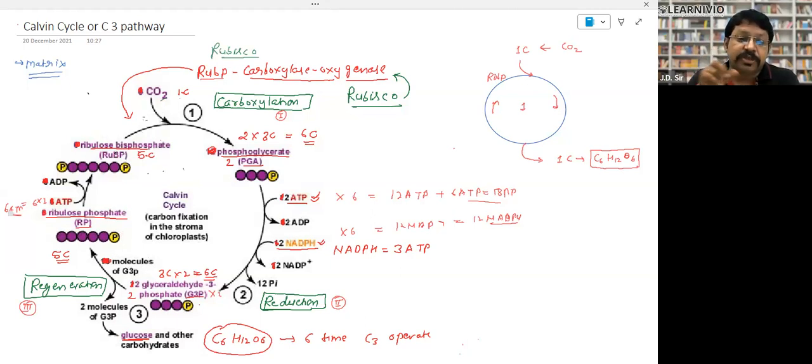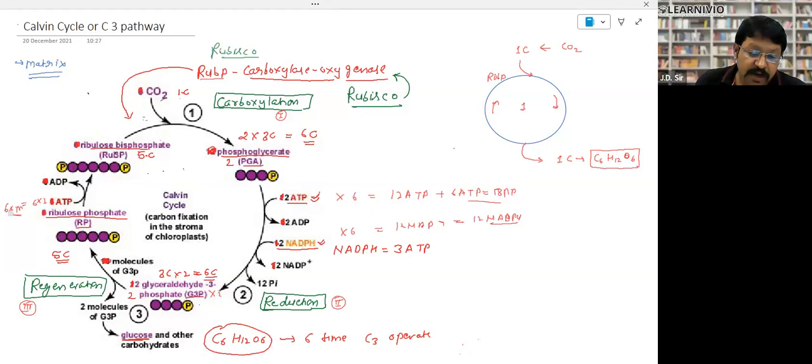This cycle was discovered by Melvin Calvin, that's why we call it the Calvin cycle. But why is it called the C3 cycle? Because the first stable compound is a three-carbon compound. Is that clear to everyone? Quickly, keep on responding to me. Keep on telling me. Thank you.